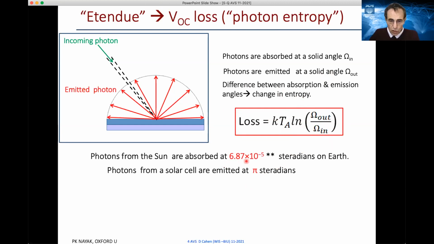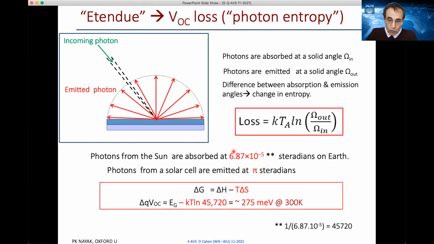That is because we catch only a very small part of all the solar radiation. That's our good luck, otherwise we wouldn't be here. It would be way too hot. Yes. You lose one over this, in this natural logarithm, which gives you about 275 millielectron volts, a little bit more, because of just this term, which is temperature dependent. And it's essentially the T delta S term. So we have another thermodynamic loss.